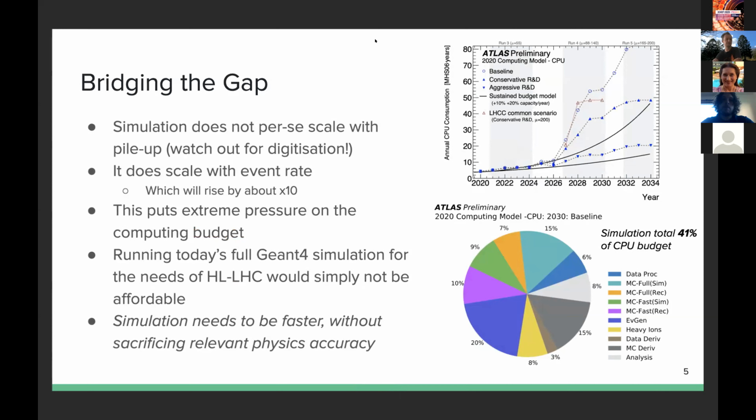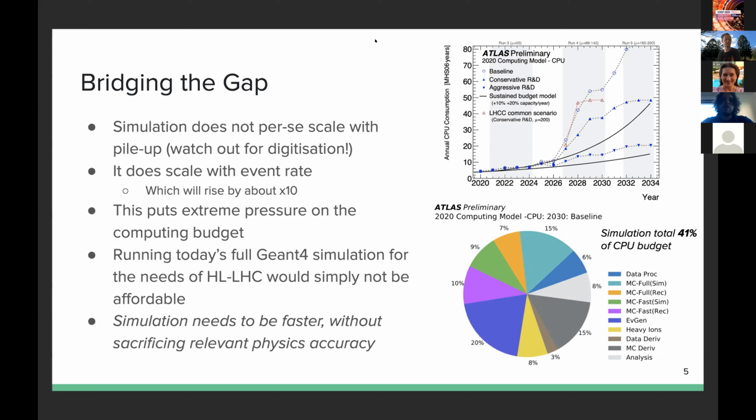Now we have the advantage in simulation that by and large, we don't mind too much about the pileup, although we do have to care about it at the digitization step. But it is going to scale with the event rate, which for ATLAS and CMS will be about a factor of 10 increase in the trigger rate for high luminosity. And that puts a lot of pressure on the computing budget. And one can see, if one does the various studies that ATLAS and CMS have managed, that running today's full Geant4 simulation for the needs of high luminosity LHC would simply not be affordable with the kind of technology increases that we expect to get in computing.